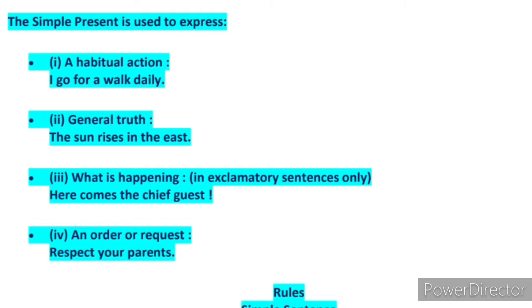Third, we use simple present tense for what is happening in the present time in exclamatory sentences only. For example, you are welcoming someone and you say, here my best friend comes, and here comes the chief guest. Next, we use simple present tense for an order or request. For example, obey your teacher, respect your parents.